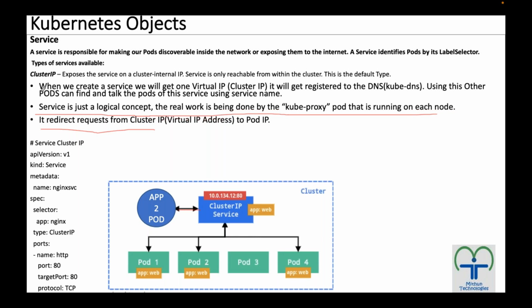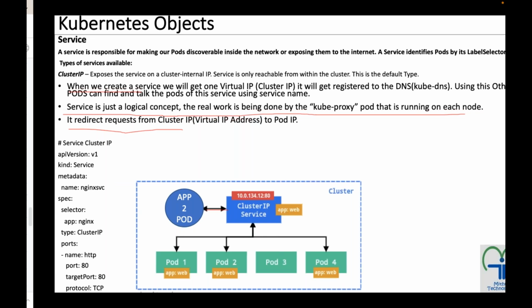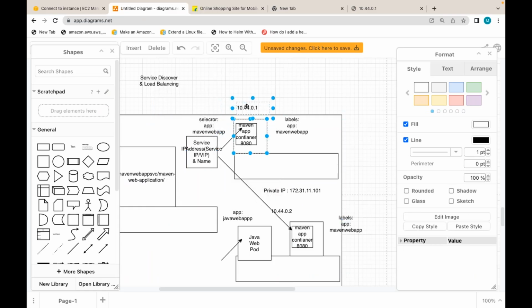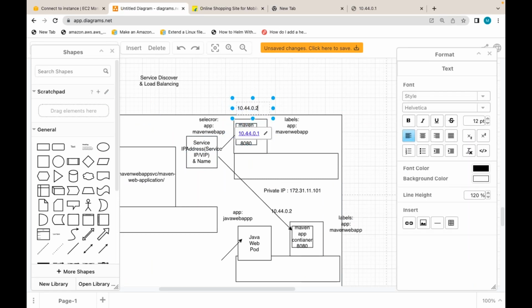Is everyone clear? When I am creating a service, what is happening in Kubernetes? How will the service identify the pods? Why do we need a service? If I am using a service, do I need to worry about changes in my pod IPs? Let's say this pod is deleted and recreated with a different IP. Do I need to worry?